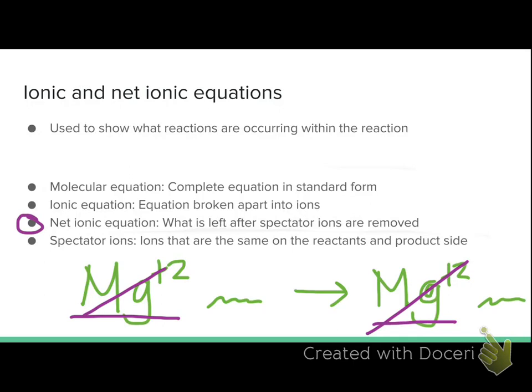If any of you have had paychecks before, so you have a job, it tells you what you got paid, and then all those taxes come out, and then you have something that's called a net pay. That net pay is what's left after everything, like your taxes, have been removed. So same thing with a net ionic equation. It's what's left after our spectator ions have been removed. You can think of those spectator ions as being your taxes.